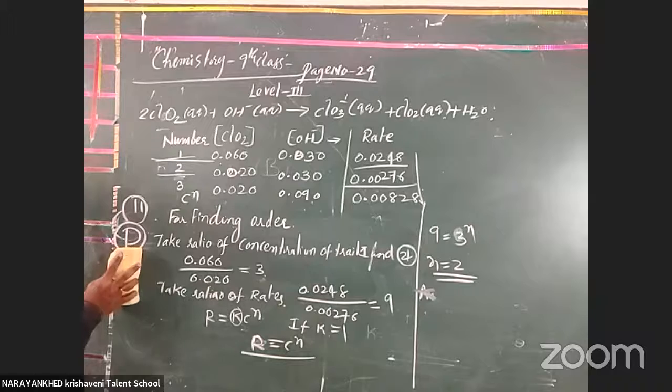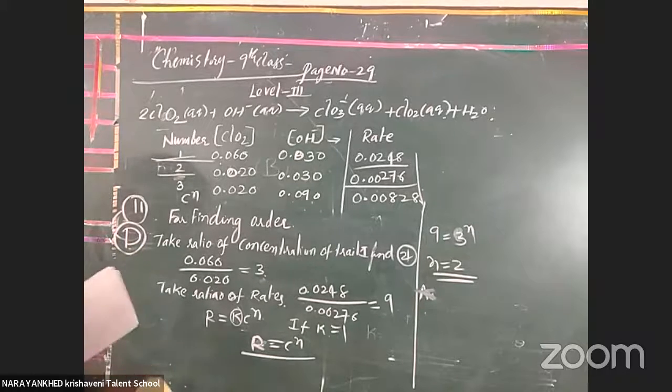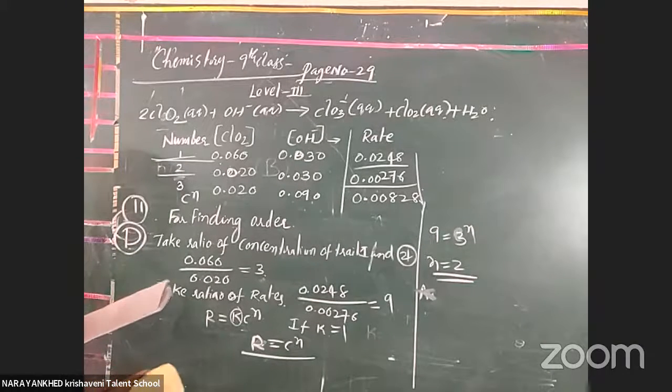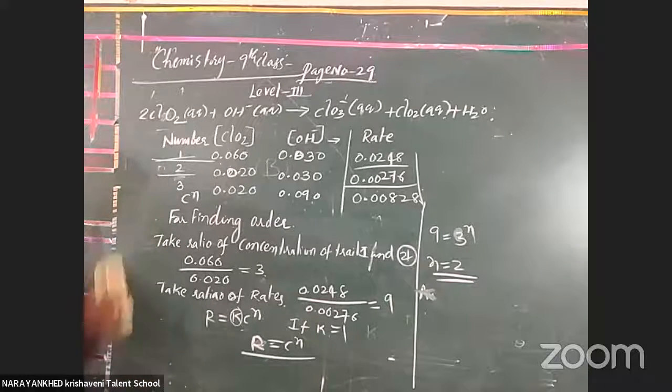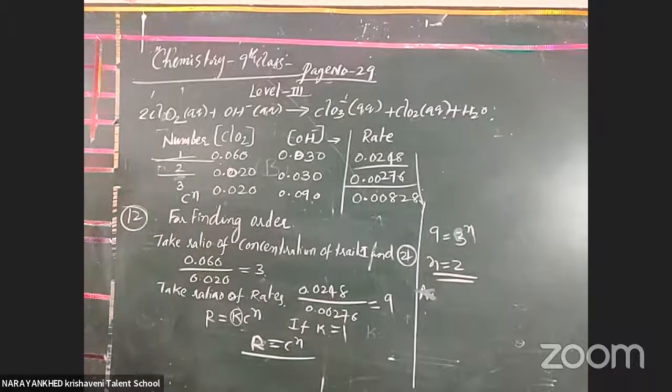Next, the 12th question. The same process you have to follow for it. But when you look at it directly, it looks like the answer is only 1. Yes, but you should know why we get 1 as the right answer.